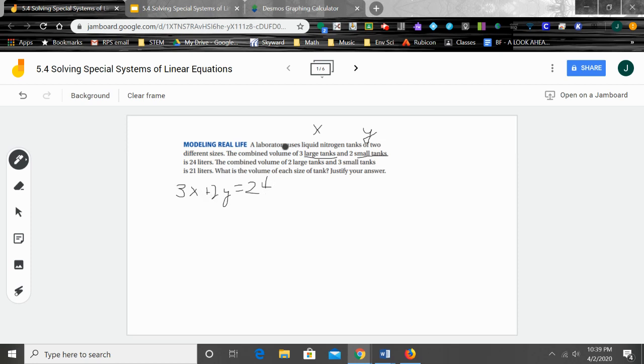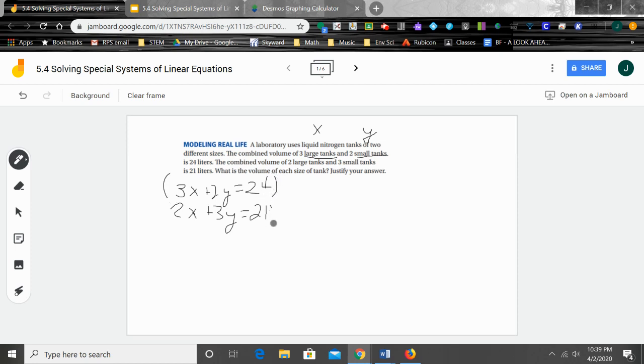Okay. The next one we have is 2 large tanks and 3 small tanks. So 2 large tanks plus 3 small tanks, that equals 21. Okay. So what we need to do is find a common coefficient here so we can eliminate whichever one we'd like to eliminate. So let's get the second one to be common.